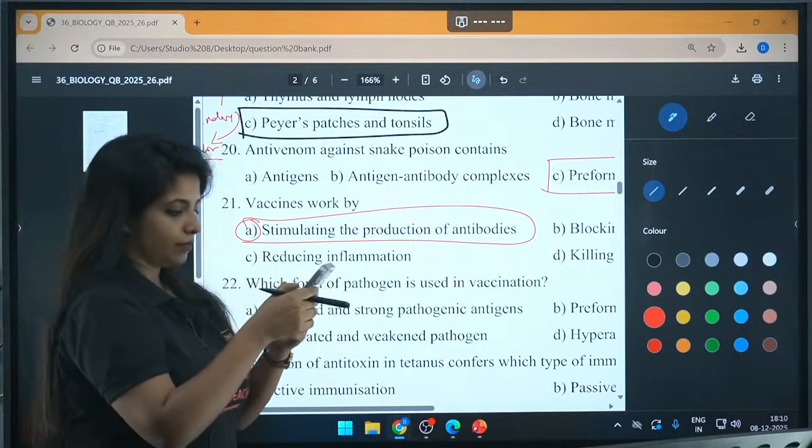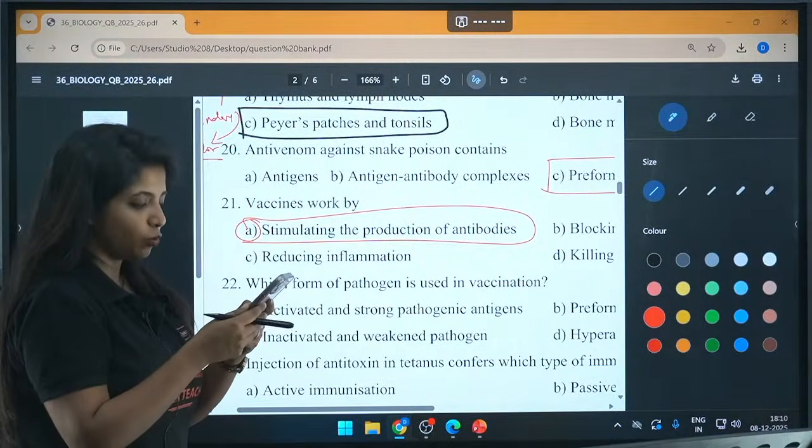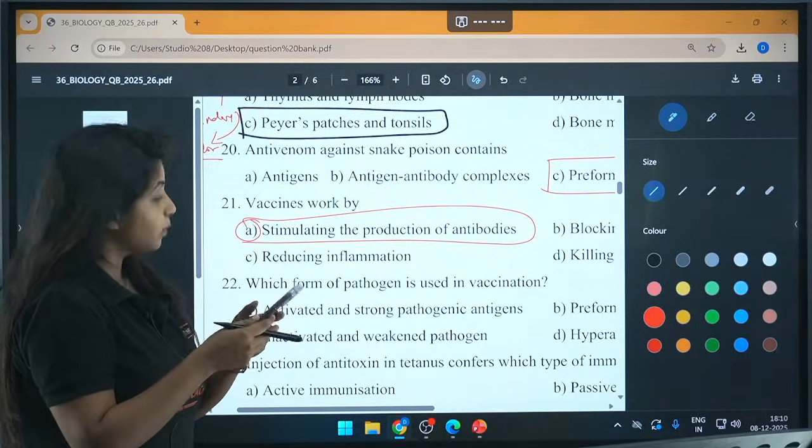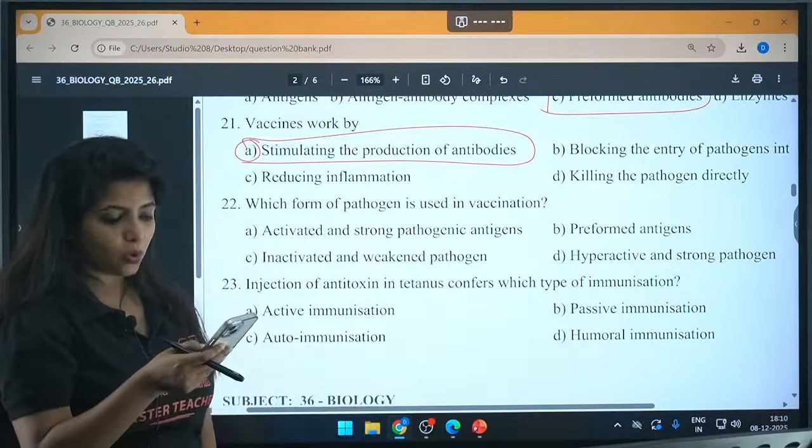Awesome, my dear children. So this is how we practice and this is how we learn even better. Can we go ahead with the next question? Question number 22. Shall we go ahead with that?